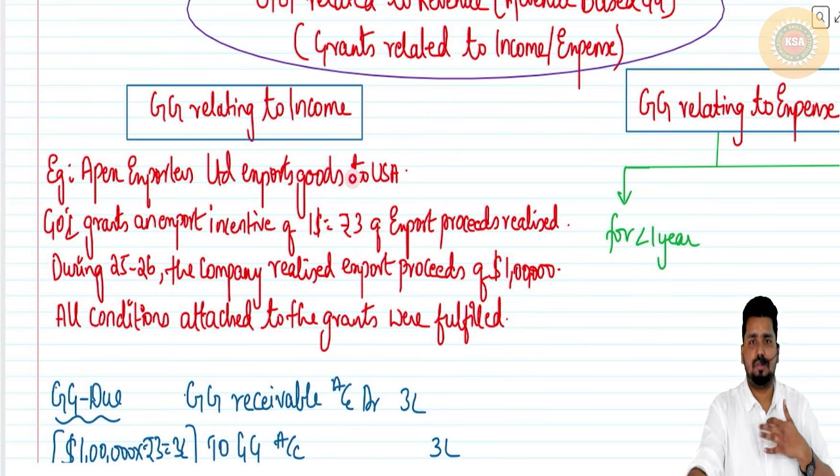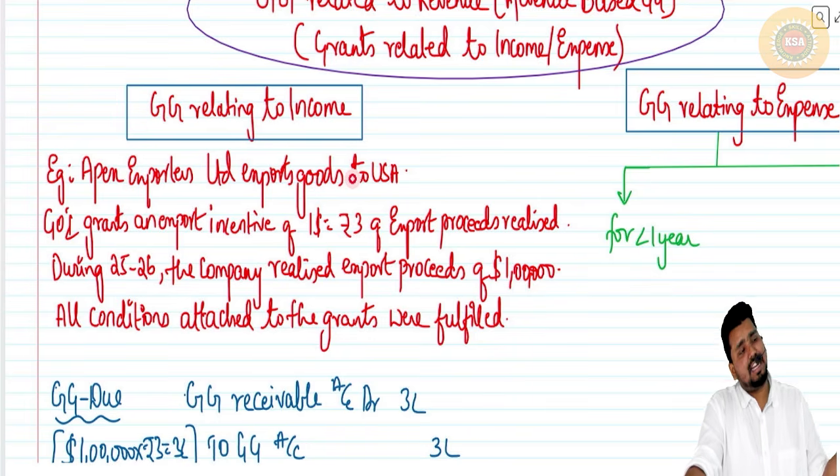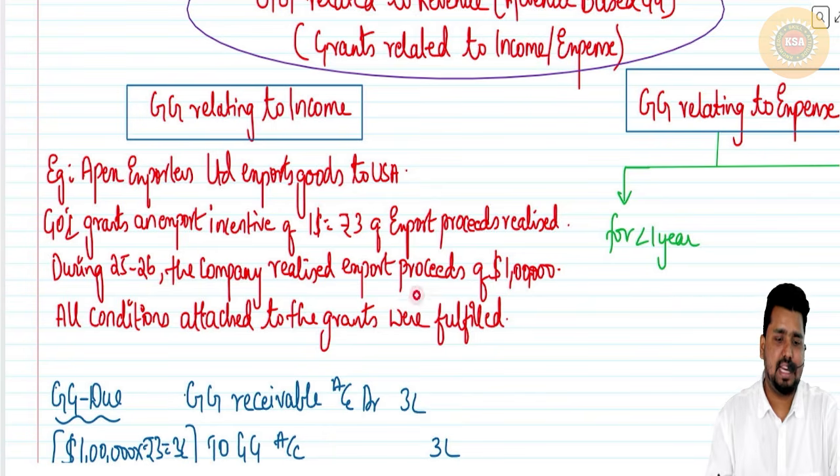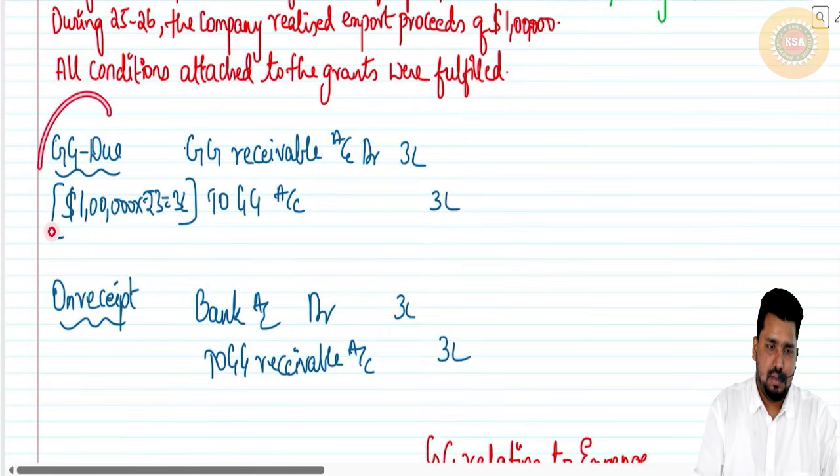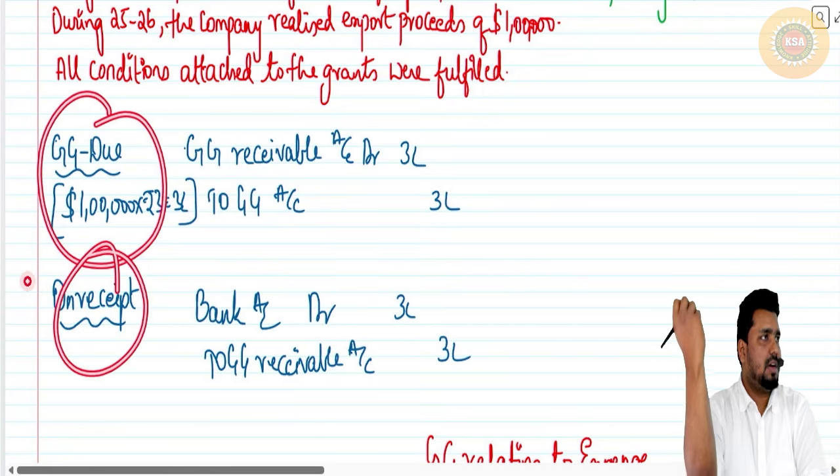Condition satisfied. So how much amount do we have to receive? 3 lakh rupees. How 3 lakh? 1 lakh into 3. Correct? So 3 lakhs. Simple entries. Due entry and receipt entry. What is the due entry?